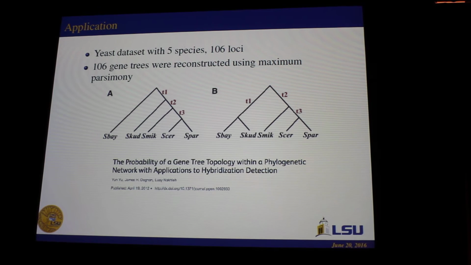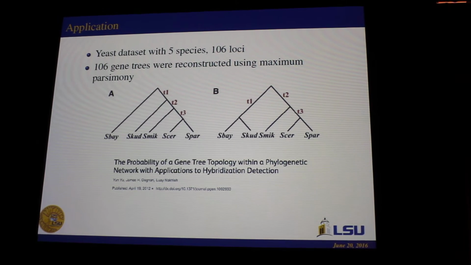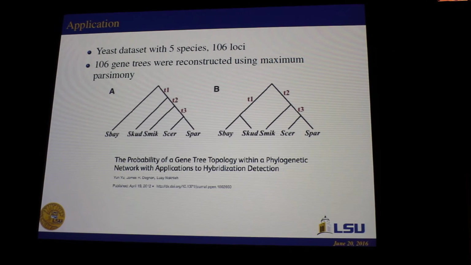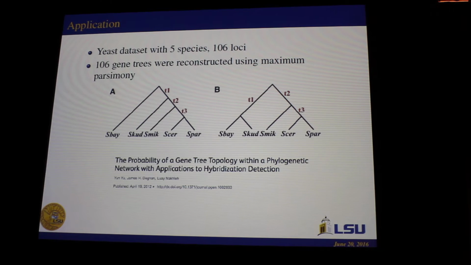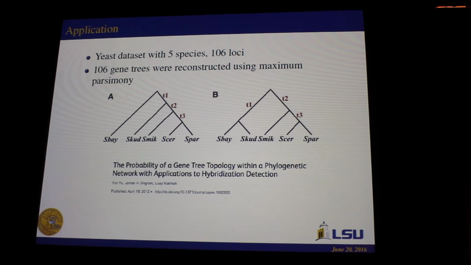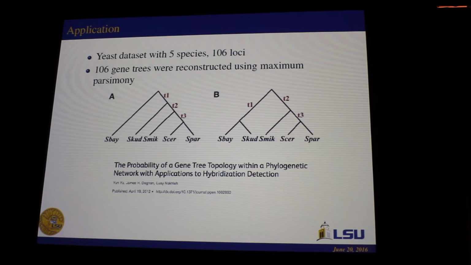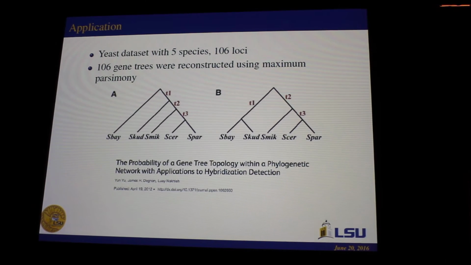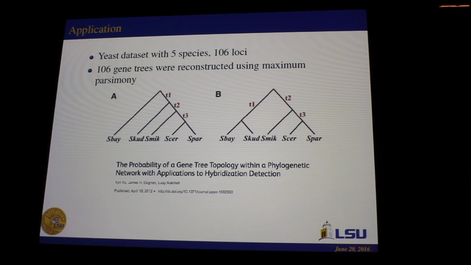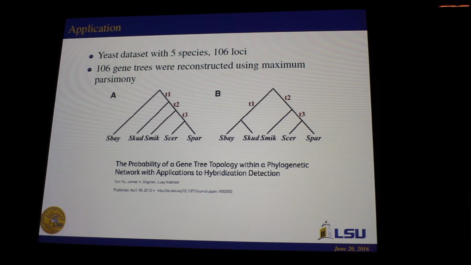Now let's consider a data set with 5 yeast species and 106 loci. So 106 gene trees are reconstructed using the maximum parsimony approach. The formal analysis shows that the two top candidate species trees are tree A and B shown here. The only difference between these two trees is the placement of scud, which flags hybridization as a possibility.